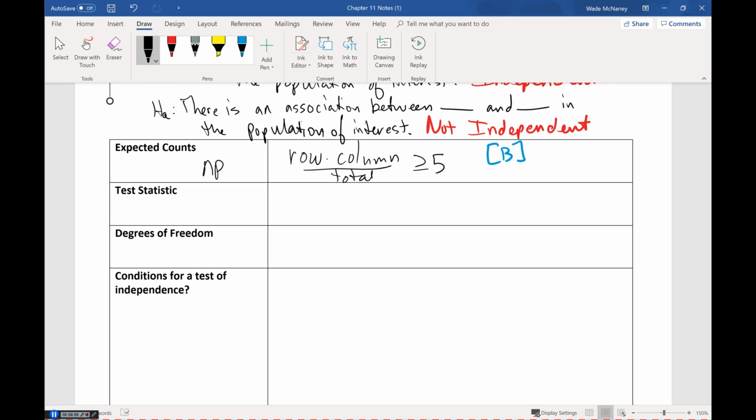The test statistic. What test statistic do we use for a chi-squared test? Chi-squared. And what's the formula for chi-squared? It's the sum of all the observed minus expecteds, that's a horrible E, squared over expected. Okay, this is all review. It's all the same stuff we did before, right? Degrees of freedom is number of rows minus 1 times the number of columns minus 1.